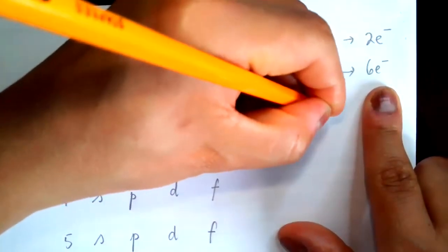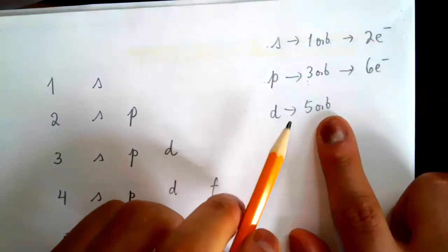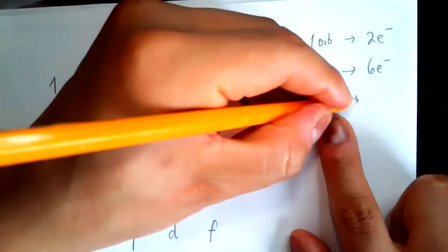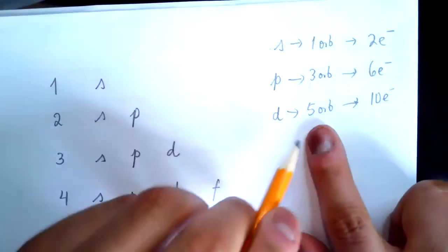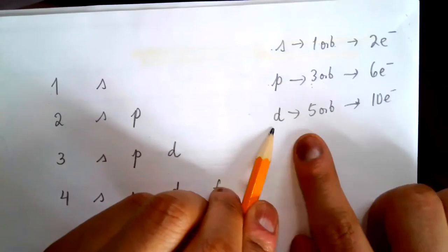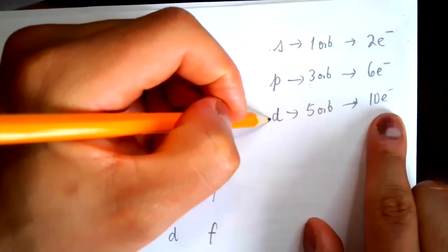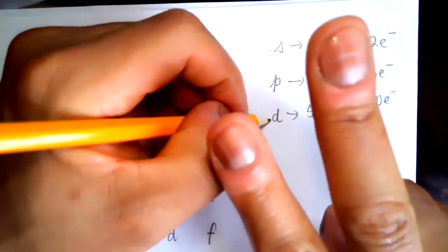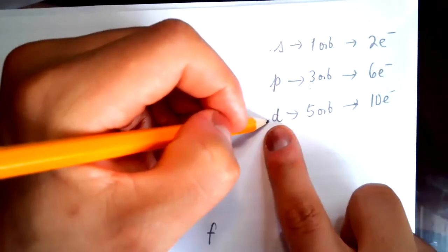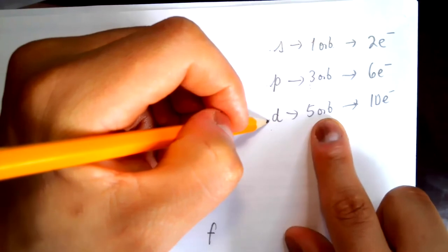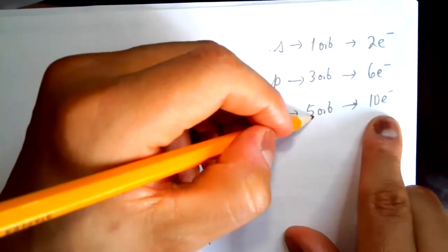D can have 5 orbitals. 5 times 2, 10 electrons. So that means that the D subshell can have 10 electrons. It's not the D orbital that can have the 10 electrons. Each orbital can have maximum 2. It's only that the subshell can have 5 orbitals. 5 orbitals times 2, 10 electrons.